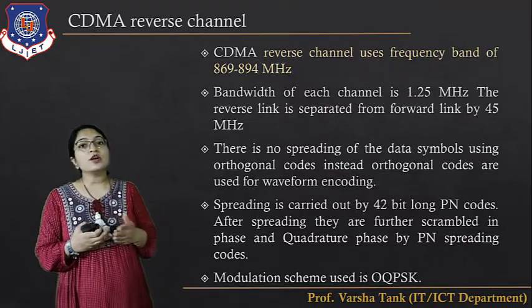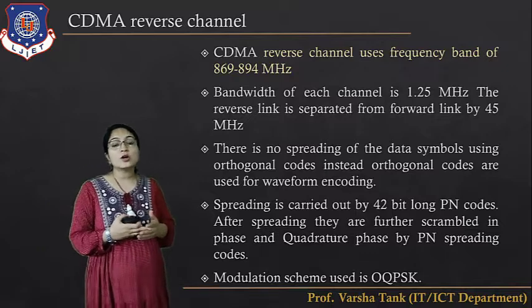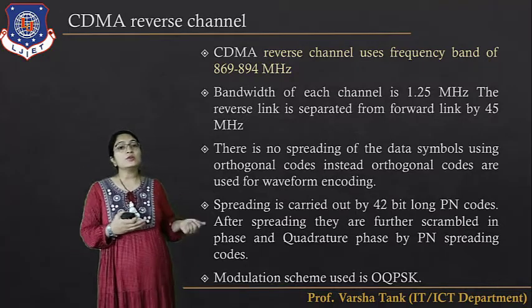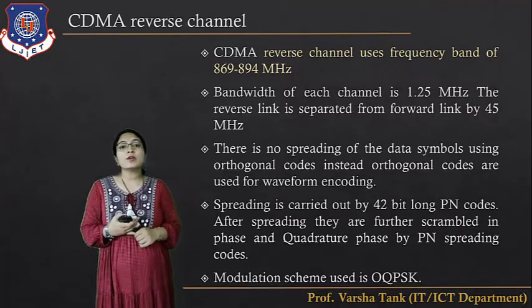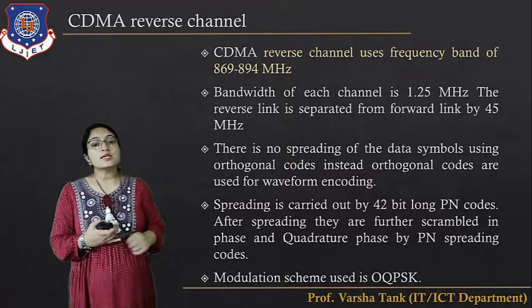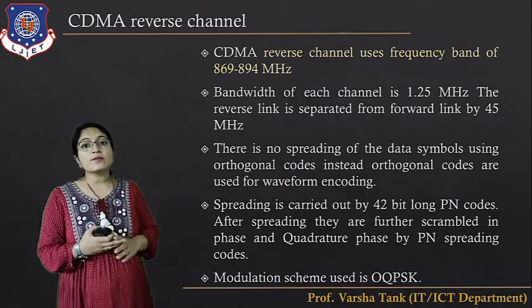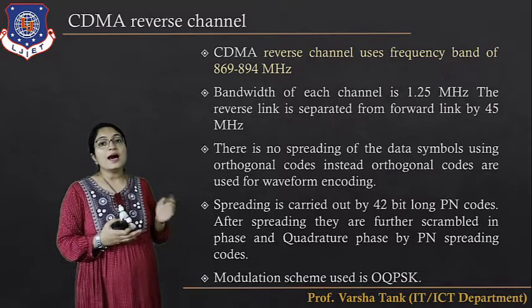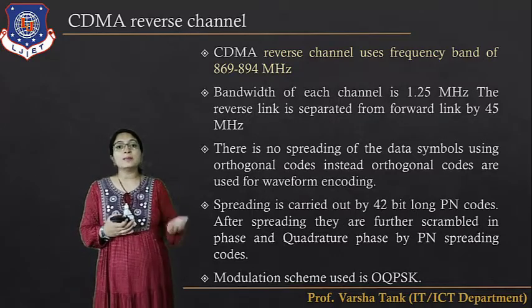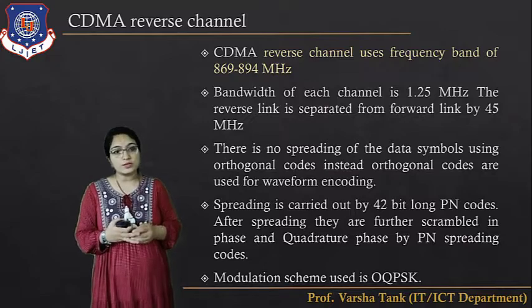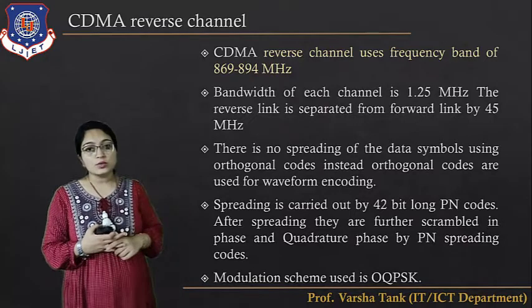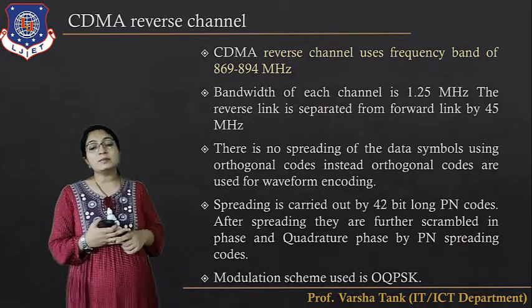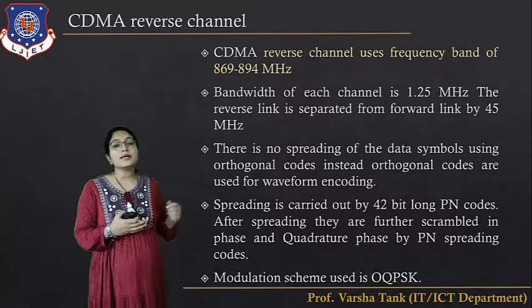There is no spreading of the data symbols using the orthogonal codes. Instead of the orthogonal code, we use waveform encoding. Spreading is carried out by a 42-bit long PN, that is a pseudo-random code. After spreading, they are further scrambled in the phase and the quadrature phase by PN spreading codes. Here the modulation scheme that is used is the orthogonal QPSK technique.